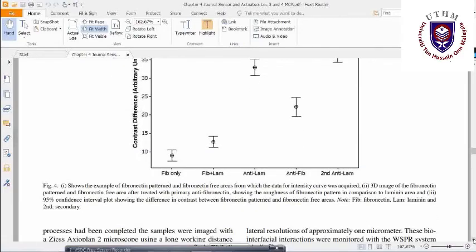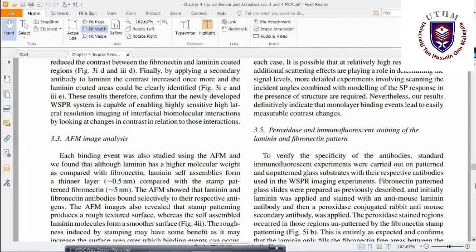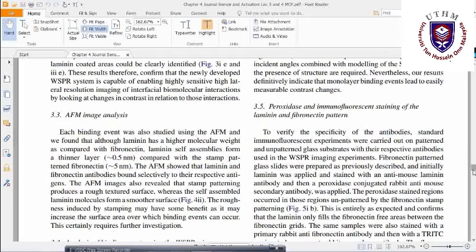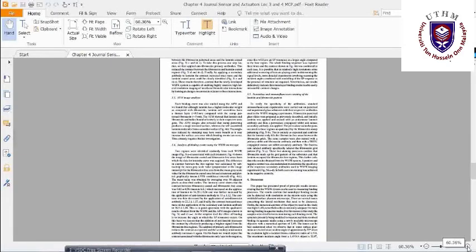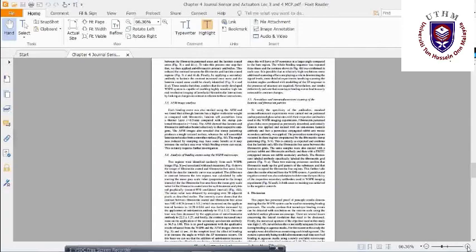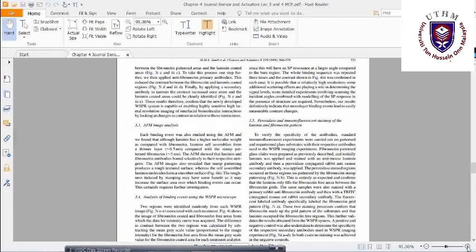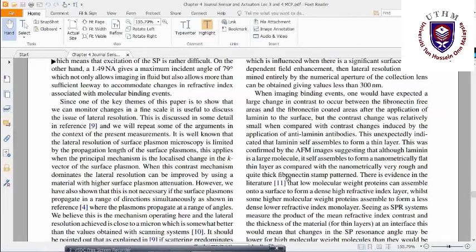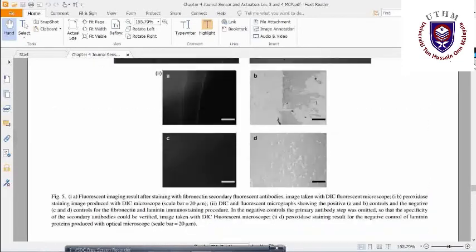So basically, the idea of this paper is to show the resolution measurement, that the system is able to pick up fine structures and molecular bindings, right? And this shows how sensitive the surface plasmon system is for measuring molecules deposited on the surface.